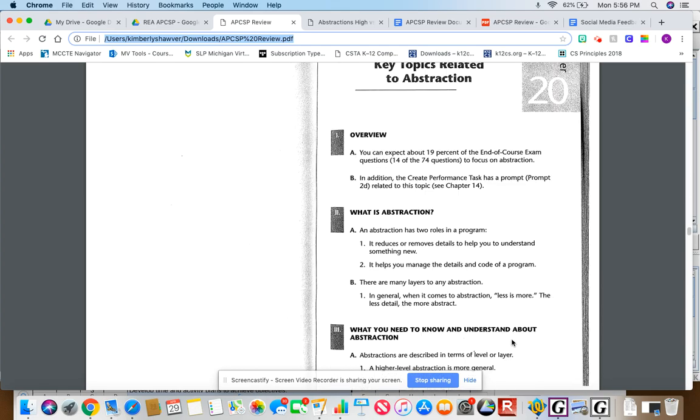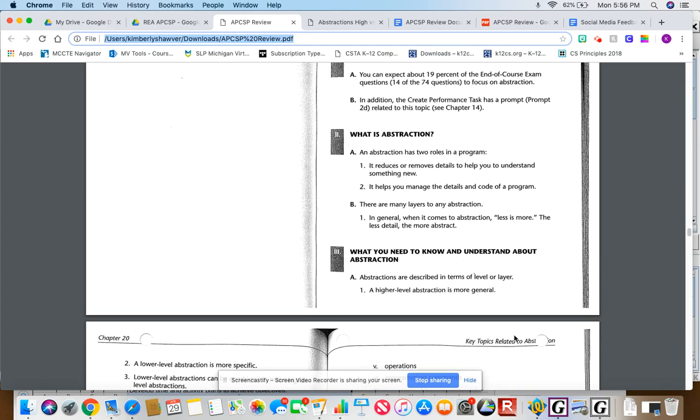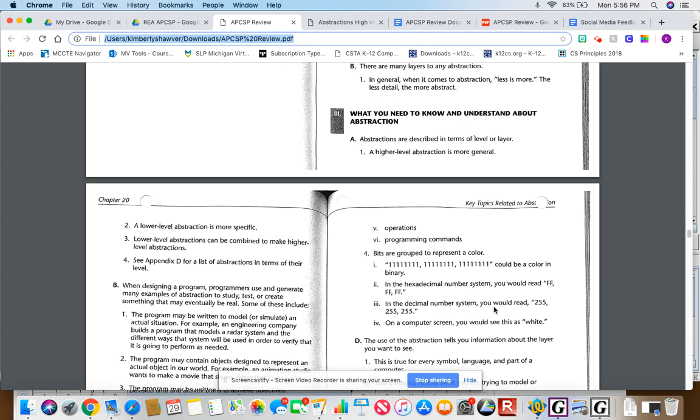So an abstraction has two roles in a program. It reduces the complexity and it helps you hide the details of a procedure inside of the procedure. So when you're reading the program, you can see that you're calling the function, and if you've named it appropriately, you should know what the function's going to do by its name. There are many layers to any abstraction, and when it comes to an abstraction, less is more. The less detail, the more abstract.